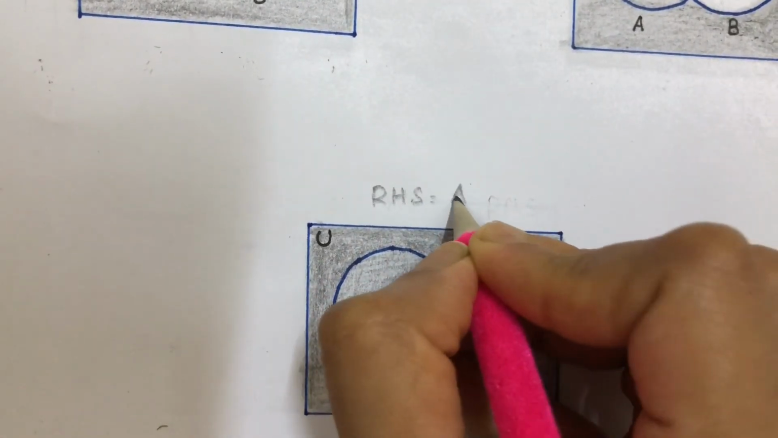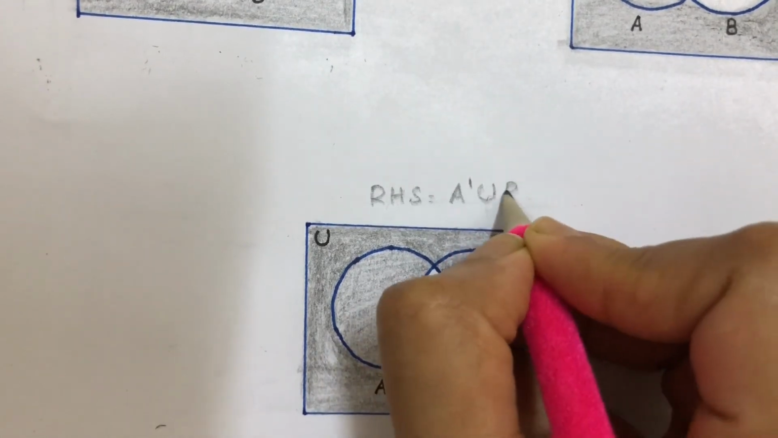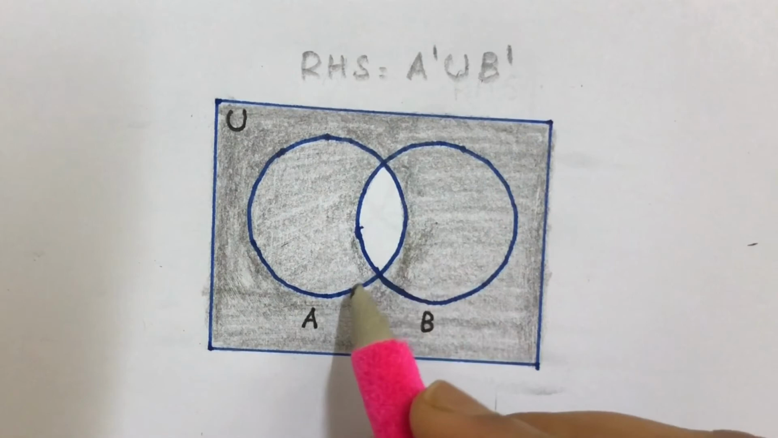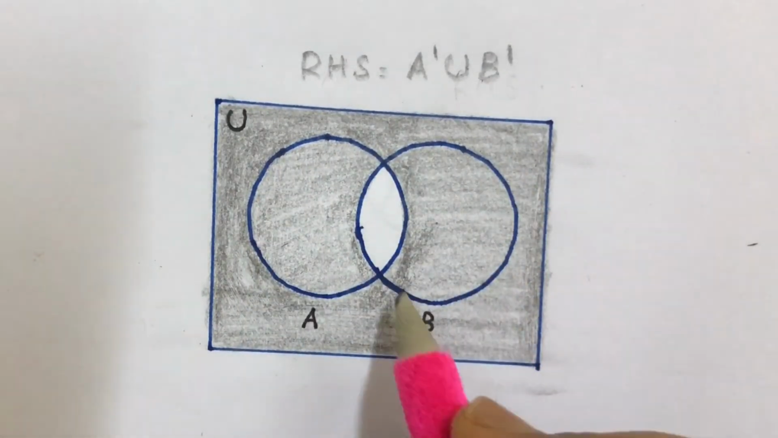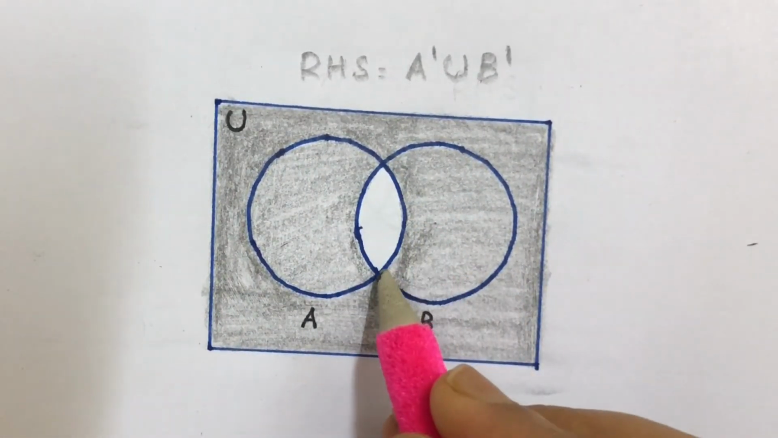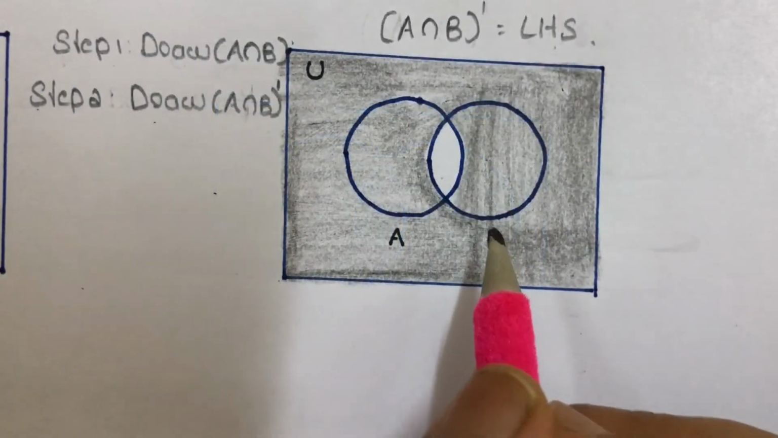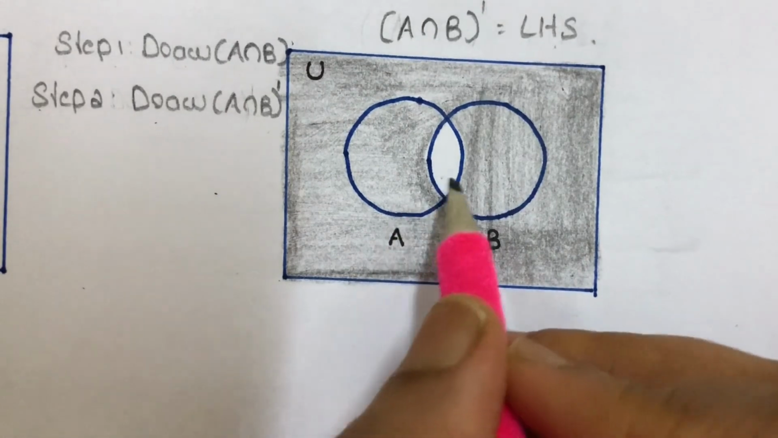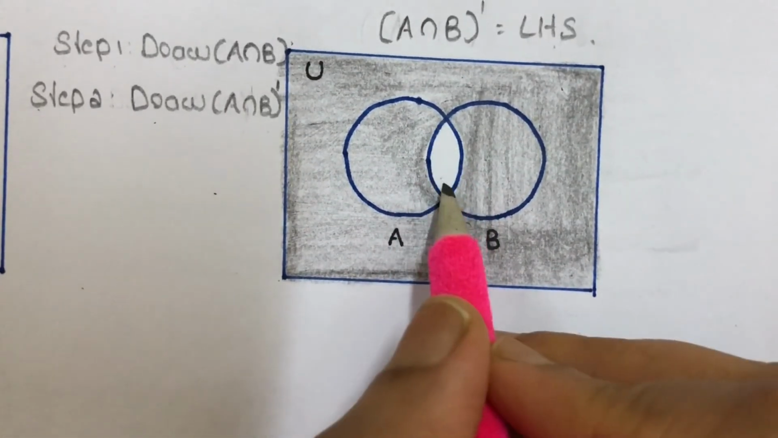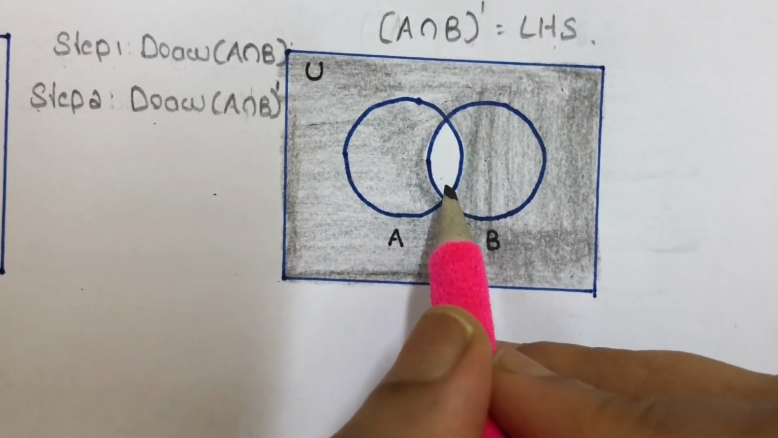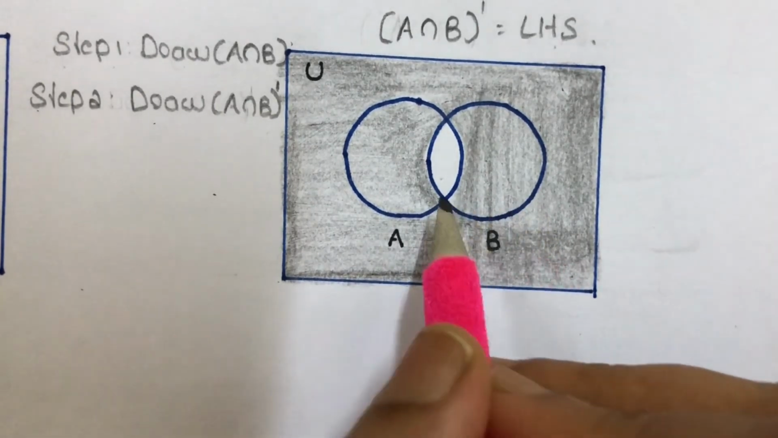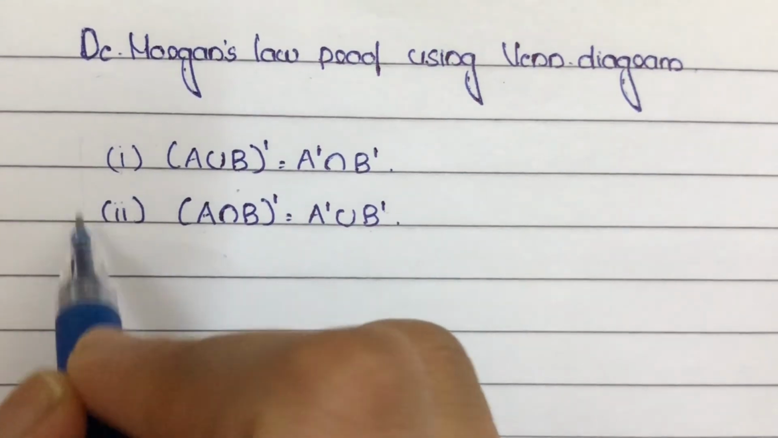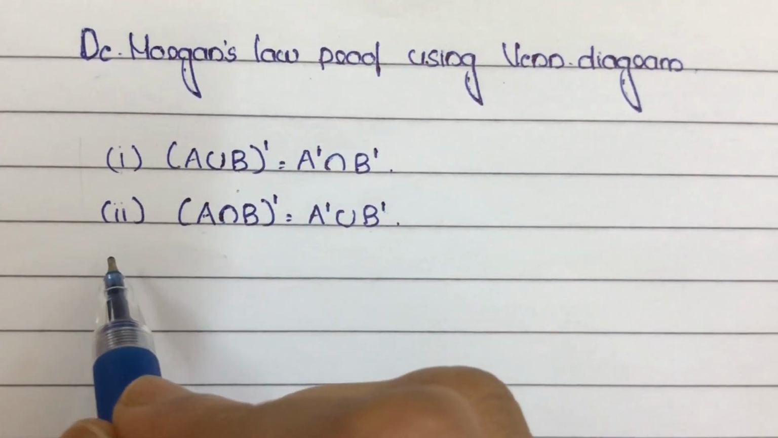That is A complement union B complement. So our RHS includes all the area of the universal set other than this common area, right? LHS also includes all the area of the universal set other than this common area, which implies LHS is equal to RHS. Thus we proved De Morgan's law by using Venn diagram.